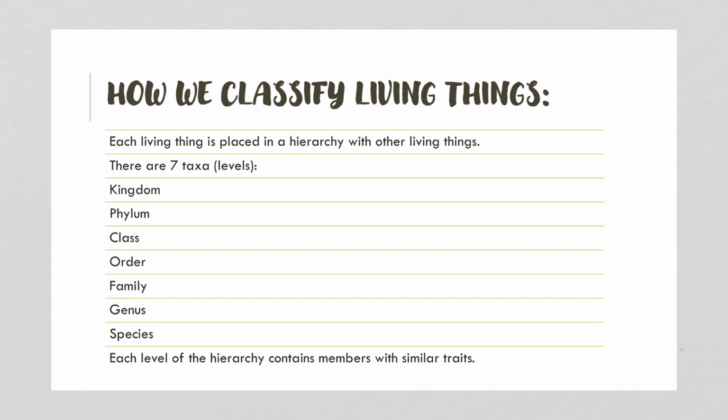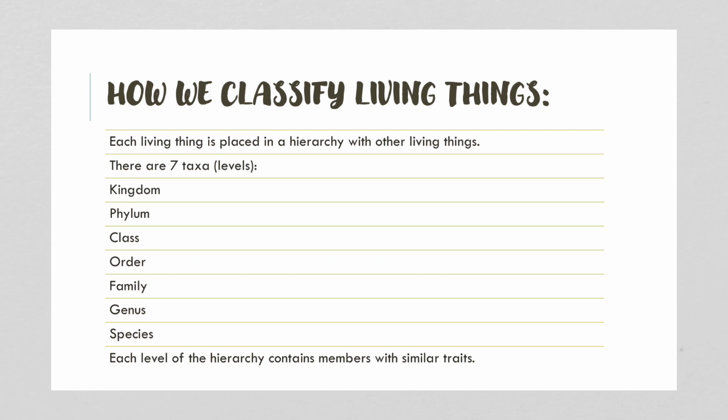So every living thing is placed in a hierarchy with other living things. And there's 7 levels, and these levels are called taxa. And the taxa are as follows: kingdom, phylum, class, order, family, genus, species. So they go in that order. And every level of the hierarchy contains members with similar traits. So kingdom has the most similar traits, and then the phylum are more subdivided, and so on, until eventually you only have one type of organism in the species level.